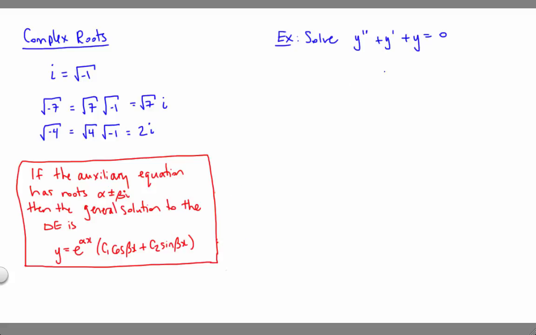Let's solve the following DE. I would point out that it is a homogeneous DE because we've got 0 on the right side here. And we do have constant coefficients. When we look at the coefficients of the y double prime, the y prime, and the y, in fact, all those coefficients are 1. So this is definitely an example of a homogeneous DE with constant coefficients.